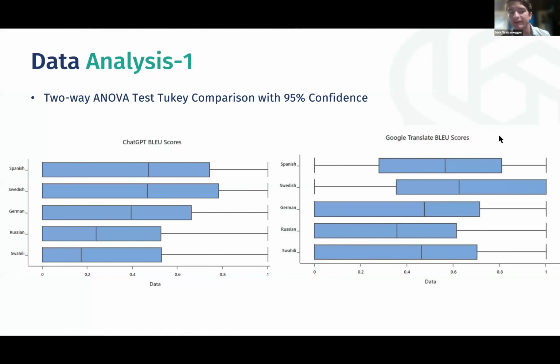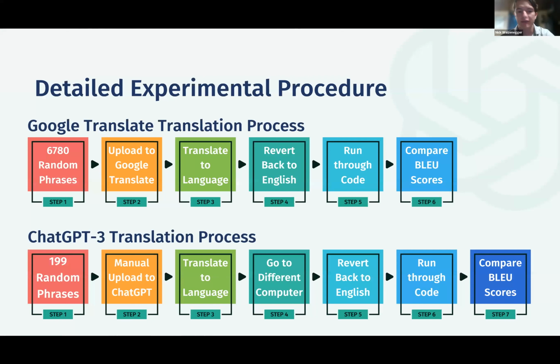Also, one thing to note about the ChatGPT phrases is that we used different computers, because ChatGPT can look at itself in the past, with your past prompts. If we translate, let's say, 10 phrases on the same computer from one language to another and then back, it could potentially realize, oh, this is just the same thing I was asked, and spit out the same phrase. So we used different computers.